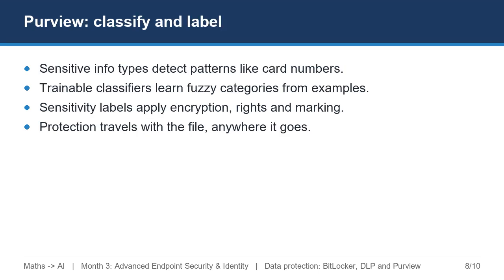BitLocker protects data on the disk, but the moment a file leaves that disk, the encryption no longer applies. That's where Microsoft Purview comes in. It classifies content using sensitive information types, pattern detectors for things like card or passport numbers, and trainable classifiers, which are machine learning models you train on examples to recognize fuzzier things like contracts. You then apply a sensitivity label, say confidential, which bakes encryption rights and visual marking right into the file. That protection travels with the document wherever it goes, even off the managed device.